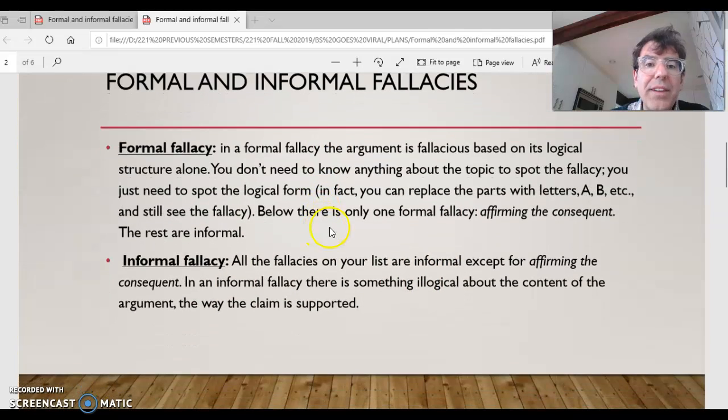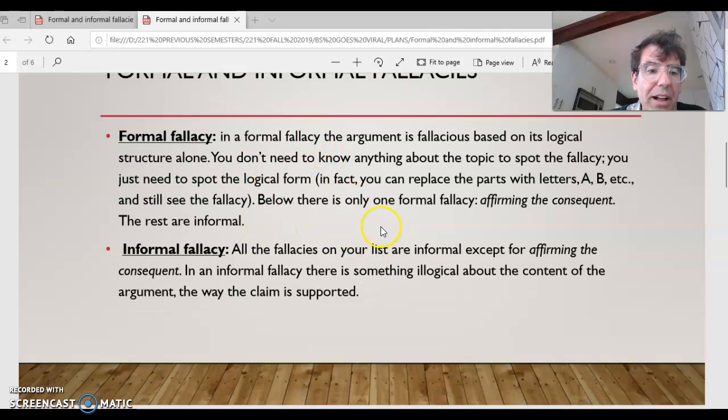So, in a formal fallacy, the argument is fallacious or illogical based just on the logical structure, not based on the content. You don't need to know anything about the topic. You just have to spot the logical form. Whereas in an informal fallacy, you have to examine the content of the argument itself. Almost all of our fallacies are informal because you have to look at the argument itself. Only affirming the consequent is formal in our list of fallacies that we're studying.